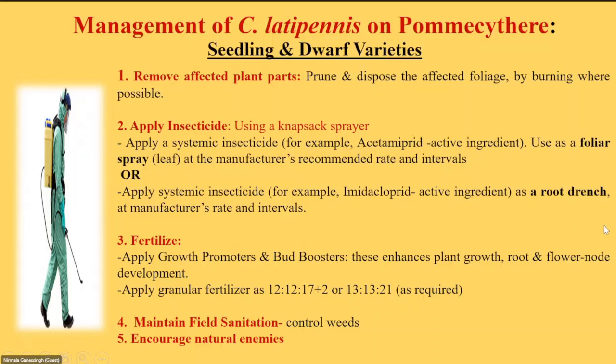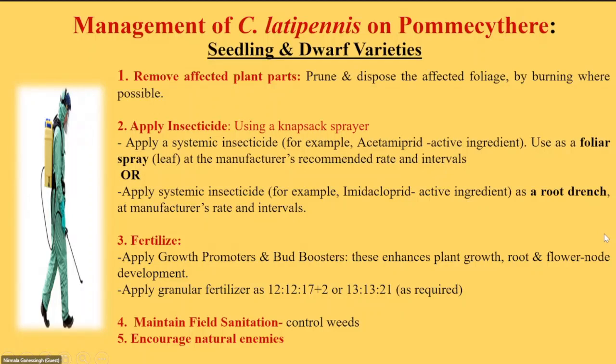Number 3, fertilize. Apply growth promoters and bud boosters. These enhance plant growth, root and flower node development. Apply granular fertilizer as 12-12-17-2 or 13-13-21 as required. Maintain field sanitation, number 4. And number 5, encourage natural enemies.